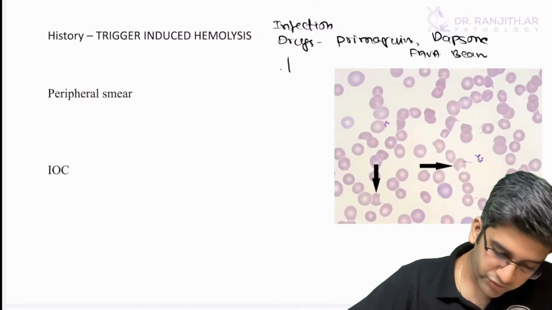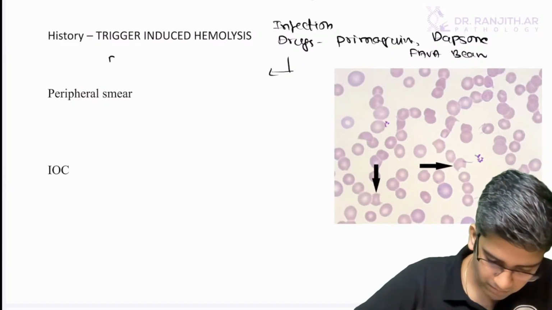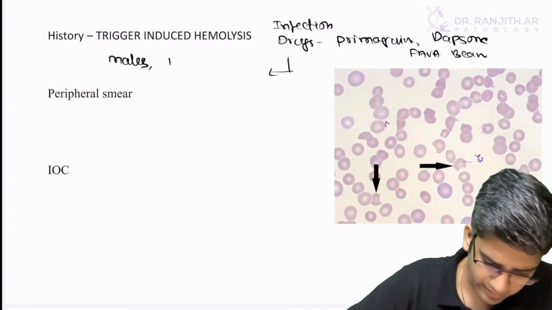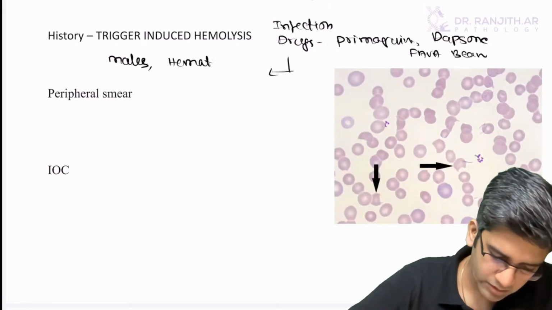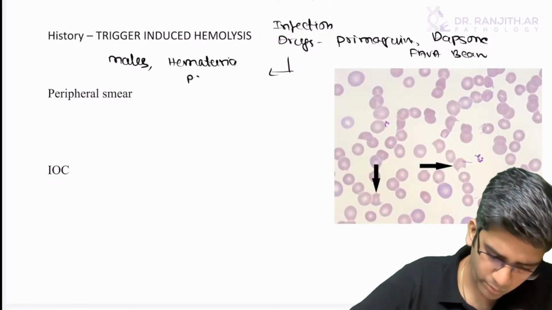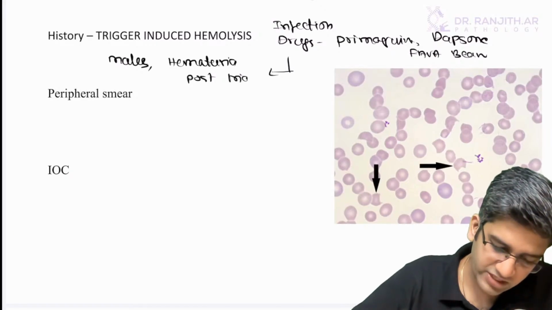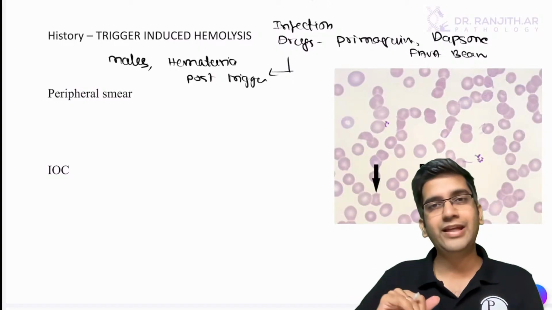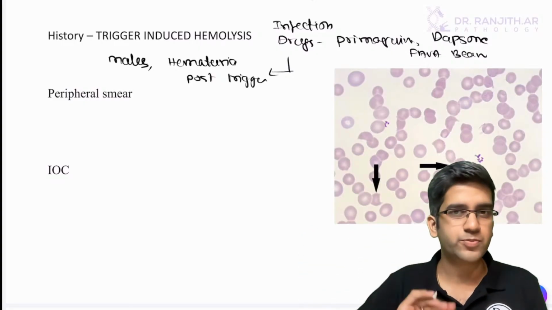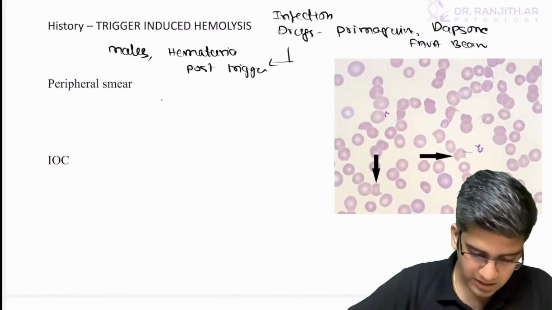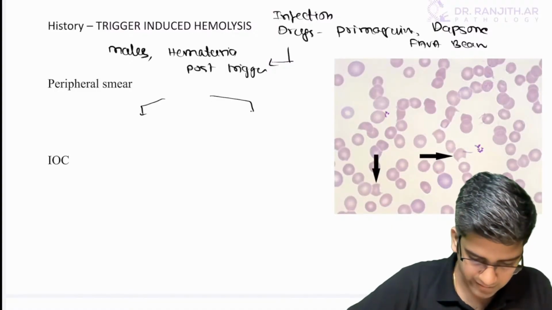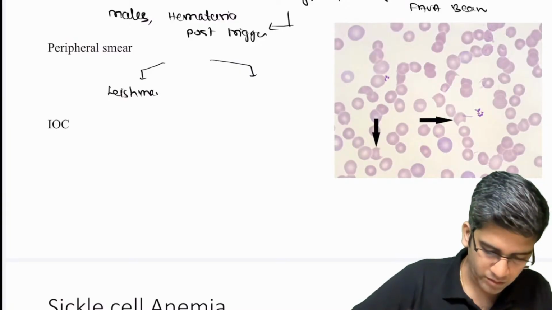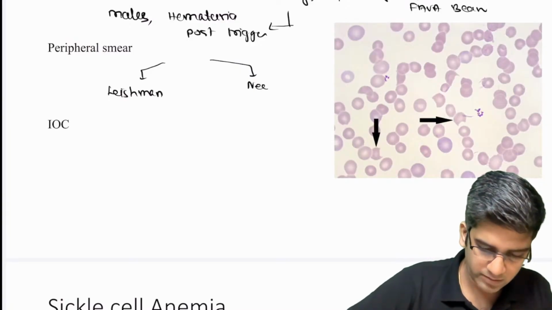triggers. Post this trigger, the patient will have, predominantly affecting males because of the inheritance, hematuria, right? Hematuria post trigger. That's very, very, very classical of G6PD deficiency, right? So here I don't have any unique finding in CBC or peripheral smear directly. In peripheral smear, I want you to divide into two categories. What will I see in Leishman stain? What will I see in new methylene blue stain, right?